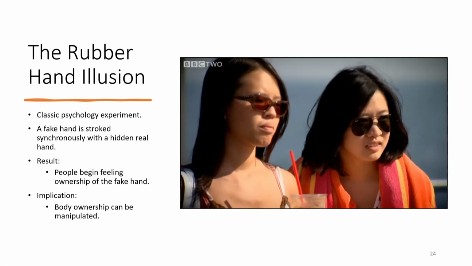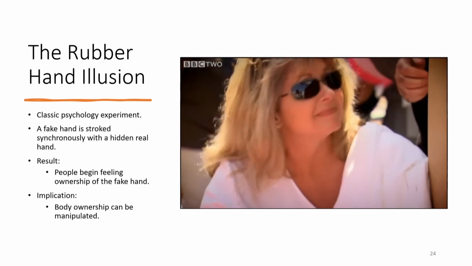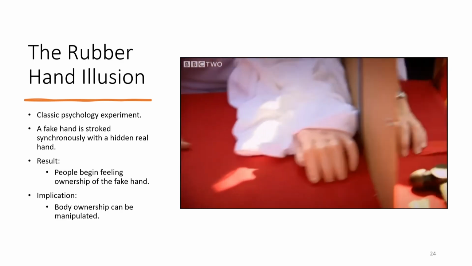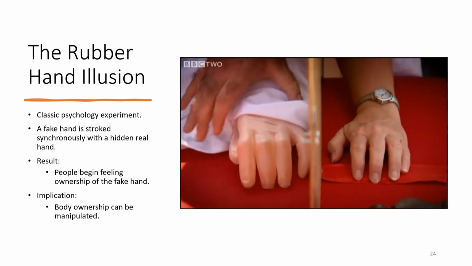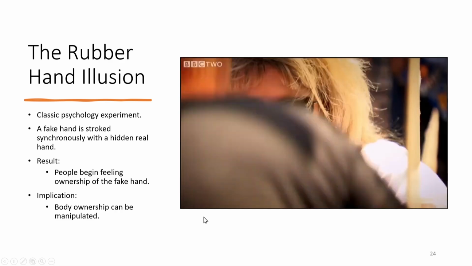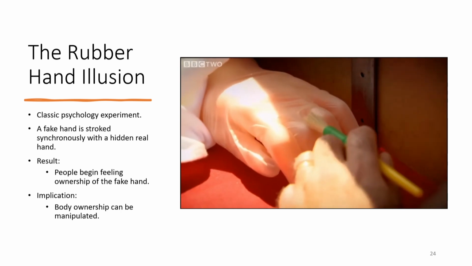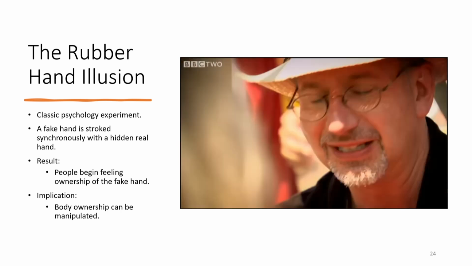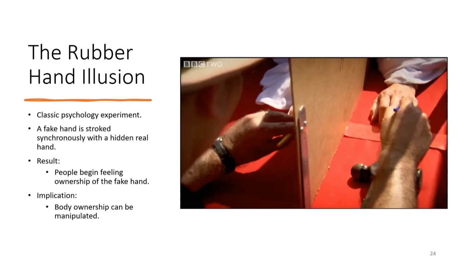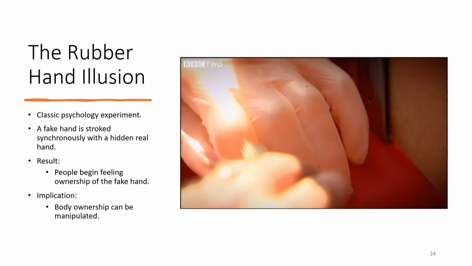So, here is a user, and one of the user's hands is on the table and the other is a rubber hand. And you can see that the designer of this experiment is stroking both hands. One is a rubber hand and one is a real hand.